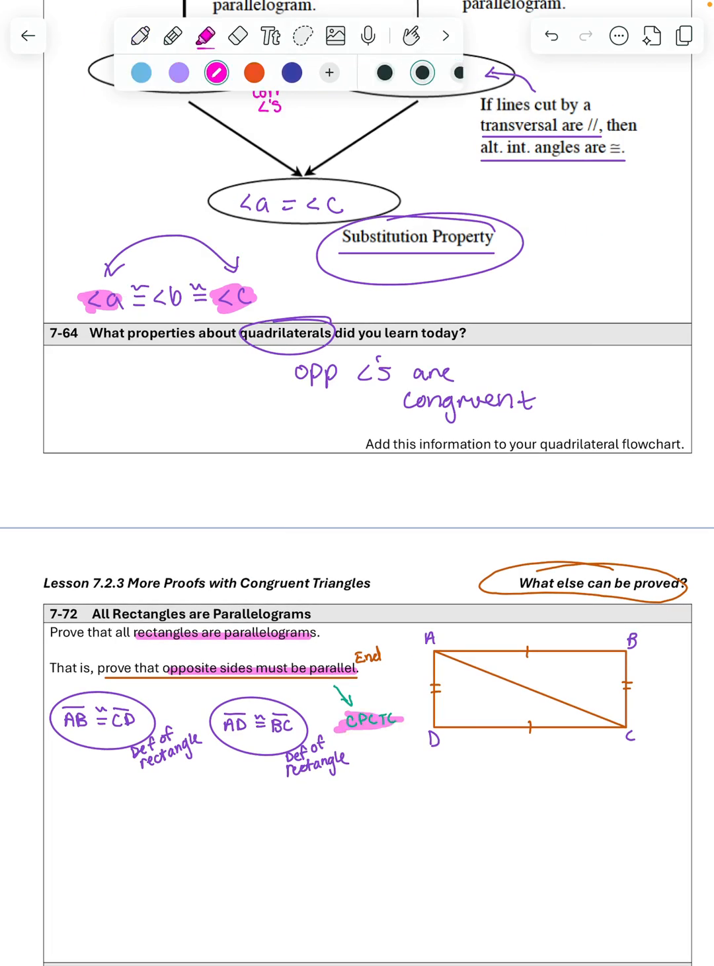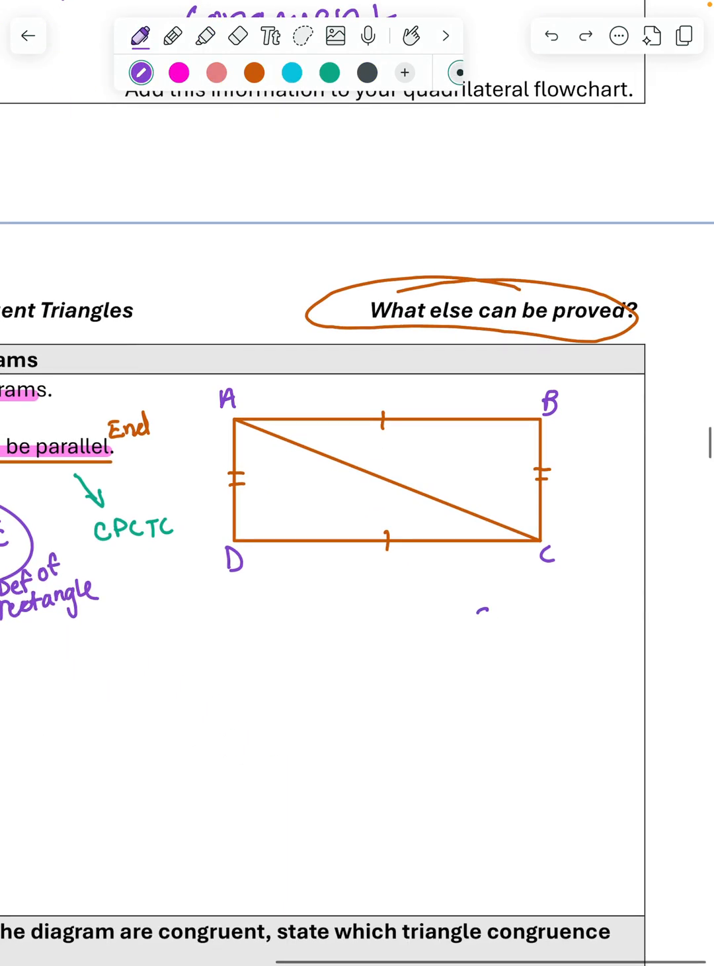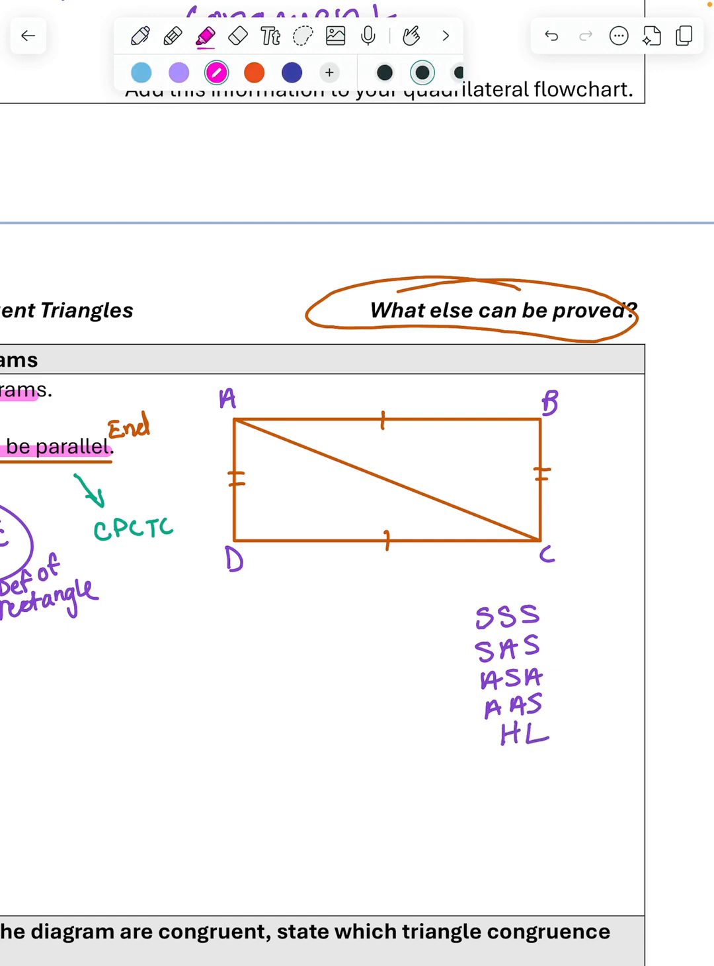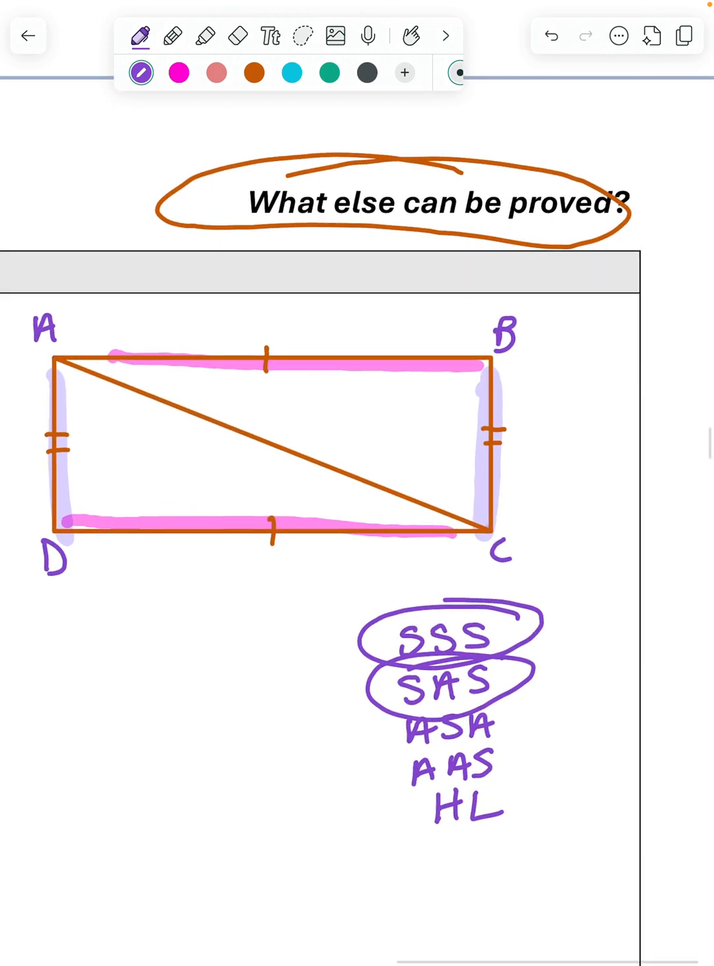Now, in order to use CPCTC, I need to prove that triangles are congruent. And when I'm trying to prove congruency of triangles, I am looking for one of these congruence postulates. I've already shown that we have two sets of congruent sides here. So I'm going to look at the postulates that have two sets of congruent sides. Those might be good ones to use to prove that these two triangles inside the rectangle are congruent. So maybe I'm looking for another angle or another side that I could prove is congruent.